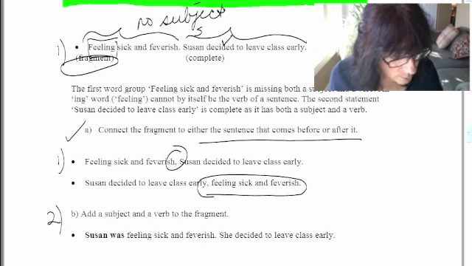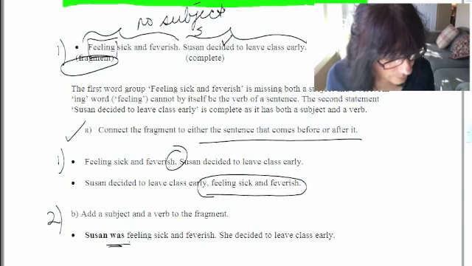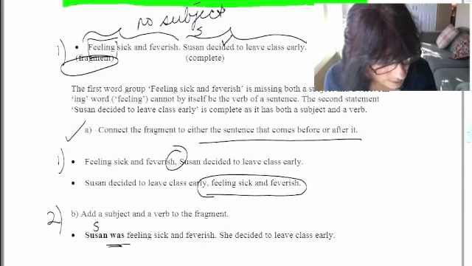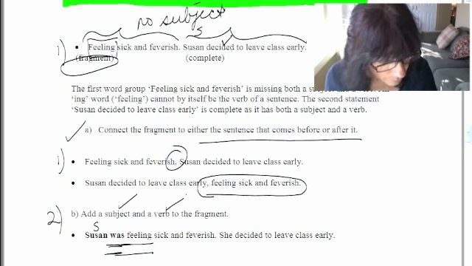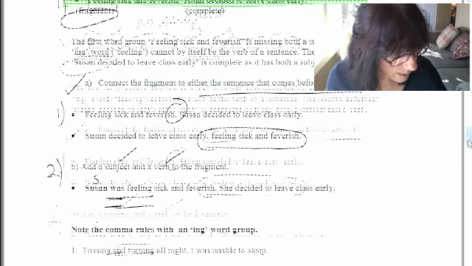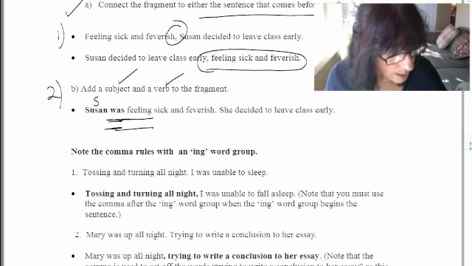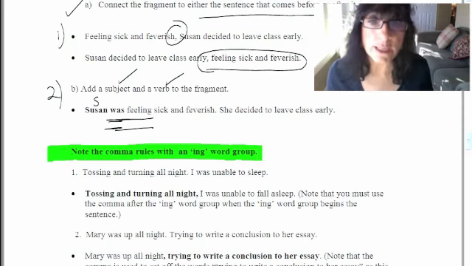So if you look at this correction, Susan was feeling sick and feverish. She decided to leave class early. So you've added a subject, Susan, and part of the verb. So you've got was feeling now. So you've added both, Susan and then was feeling. So by adding the subject and the verb and making it a complete subject and complete verb, you no longer have a fragment error.